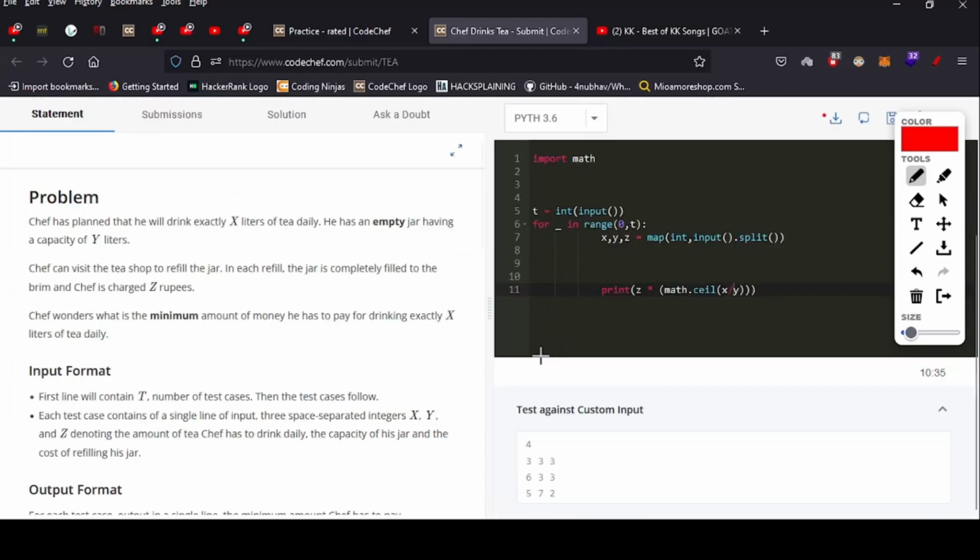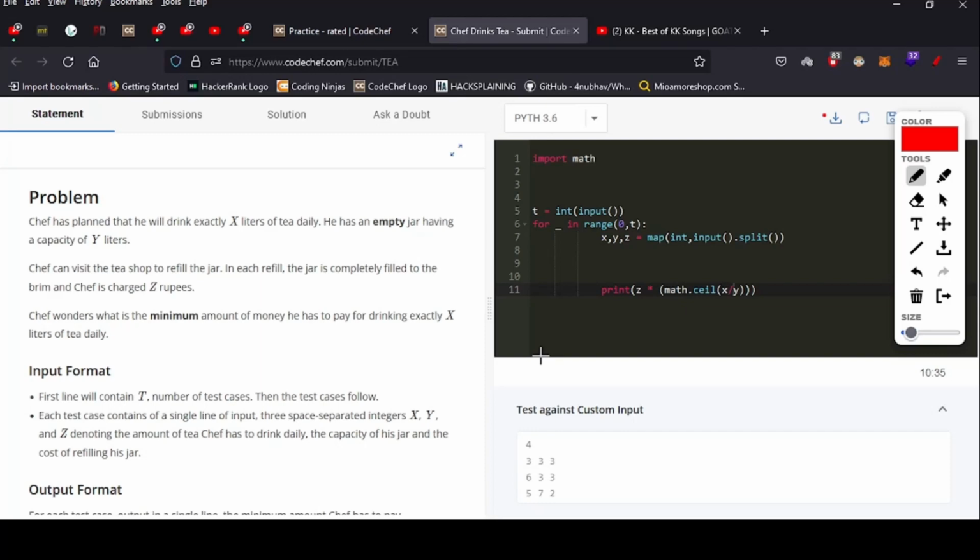Chef has planned that he will drink exactly X liter of tea daily. He has an empty jar having a capacity of Y liter. Chef can visit the tea shop to refill the jar. In each refill, the jar is completely filled and chef is charged Z rupees. Now find the minimum amount of money he has to pay for drinking exactly X liter of tea daily.